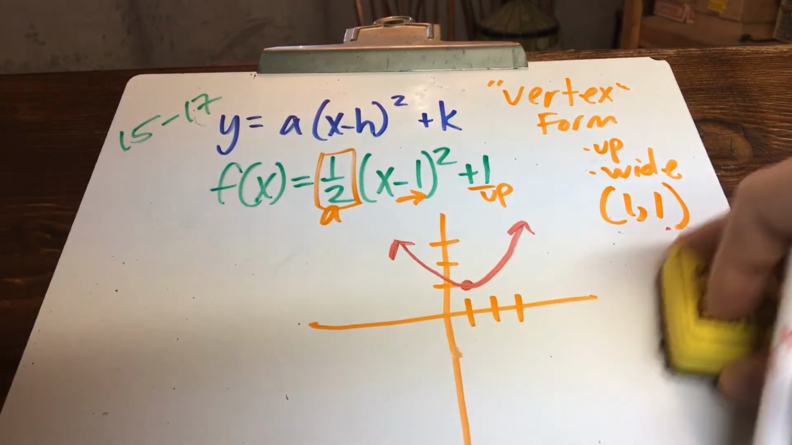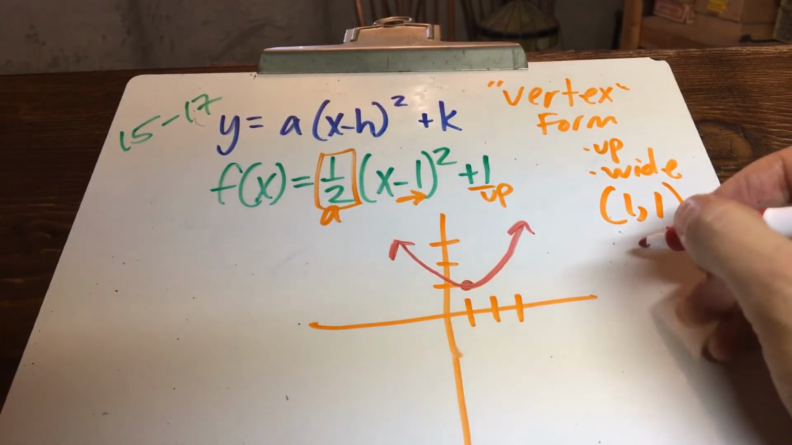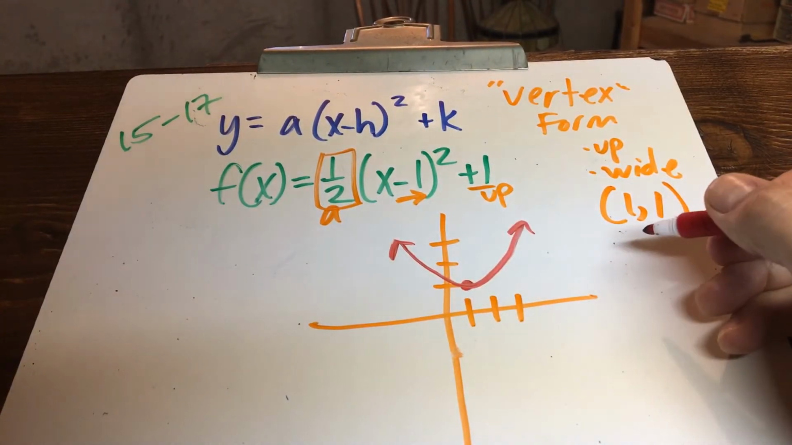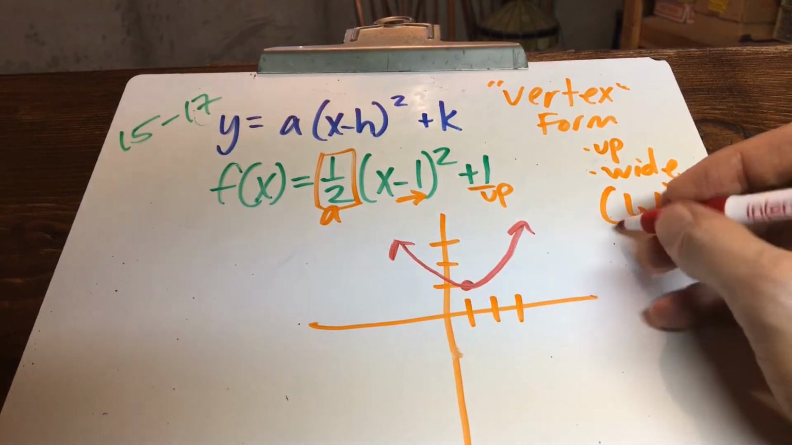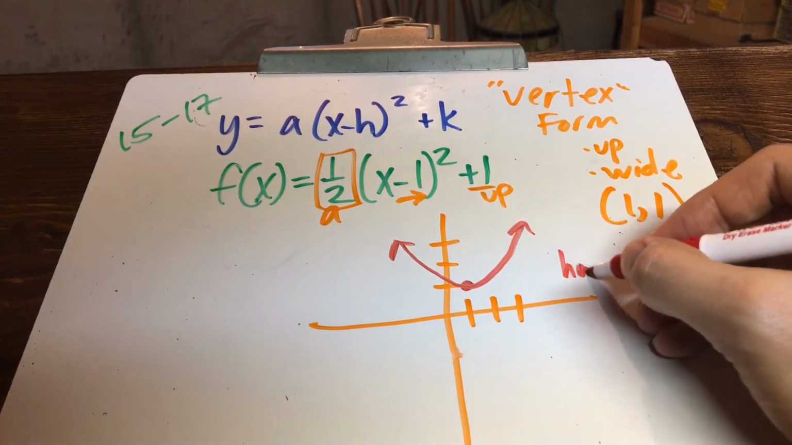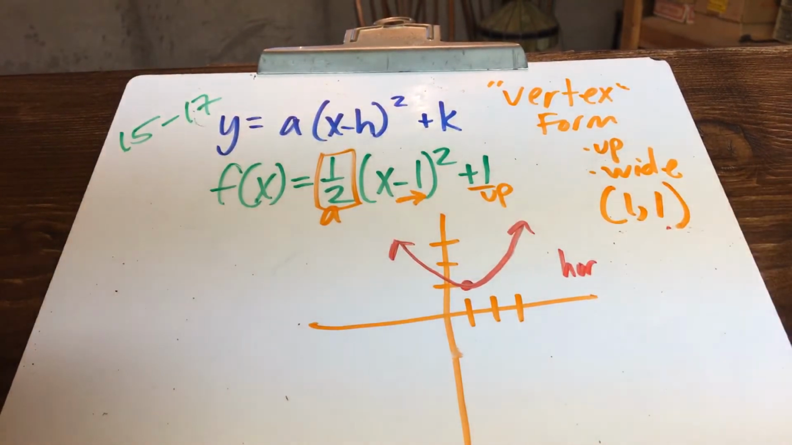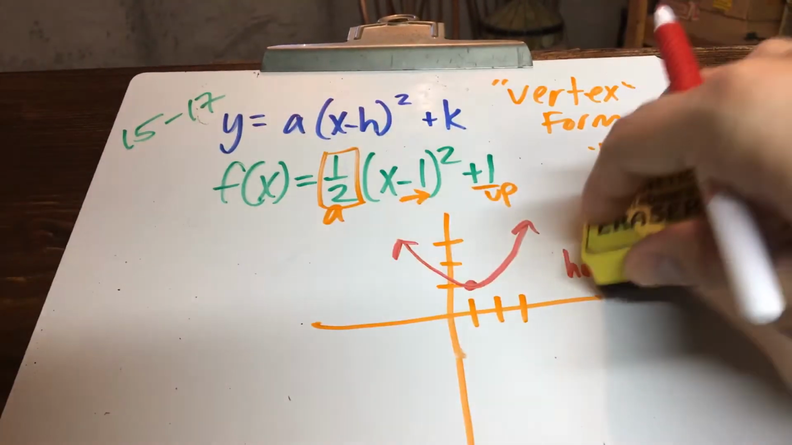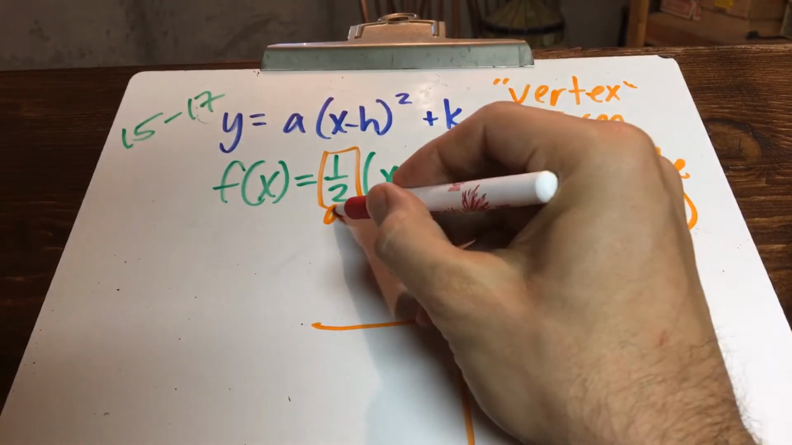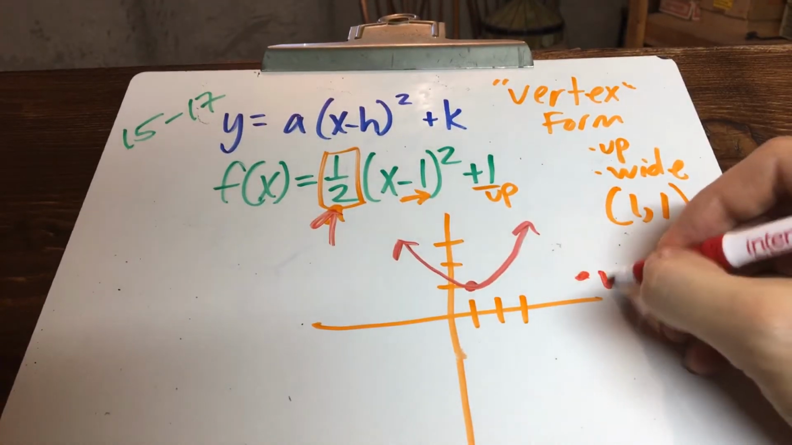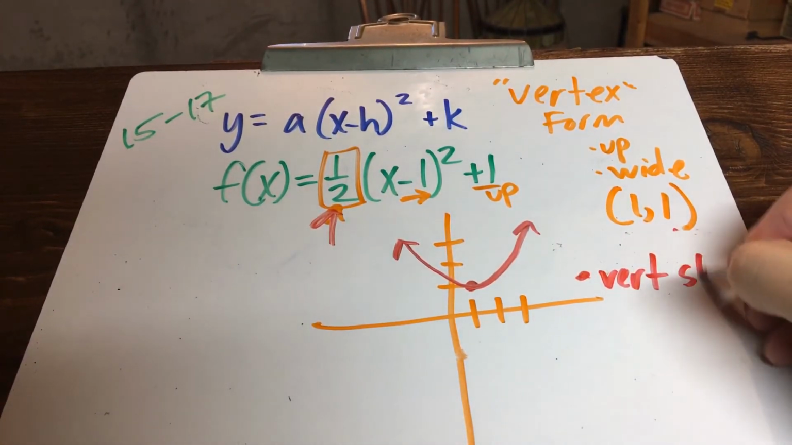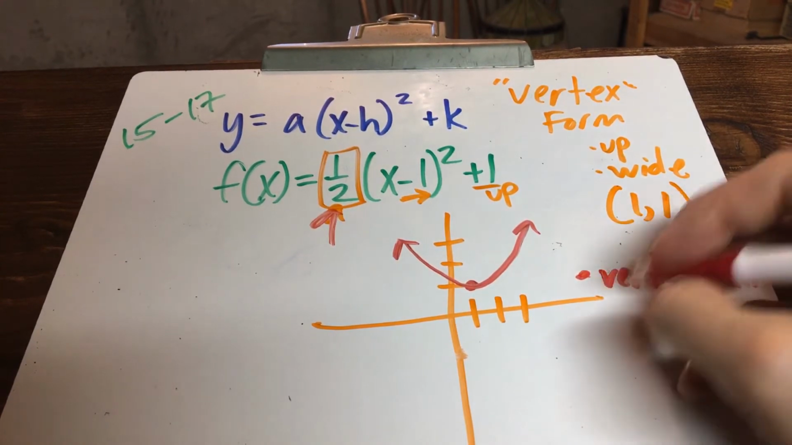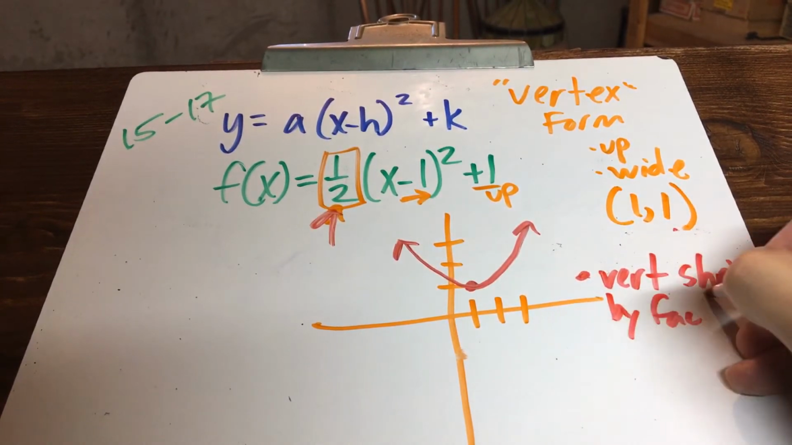Okay, how would I describe this one? I would describe this as a translation. It's a horizontal translation. Well, you know what? Let me actually do the first part. The fact that you have 1/2 tells you that it is a vertical shrink, because when it's less than 1, we say shrink by a factor of 1/2.